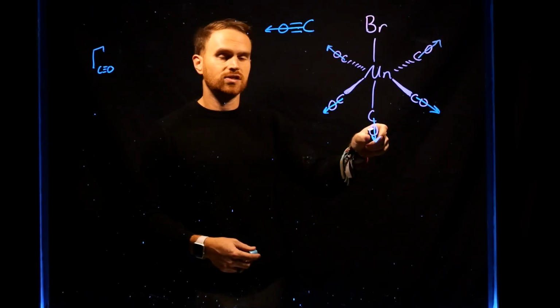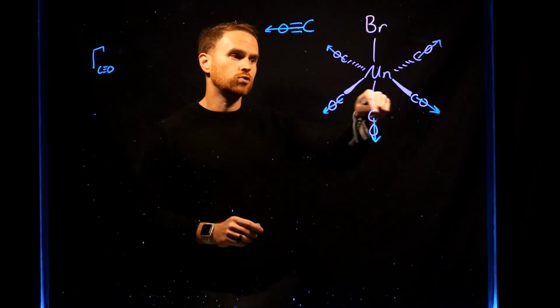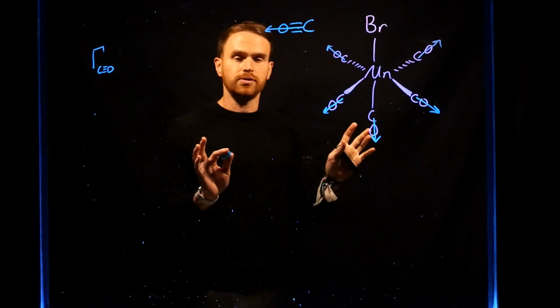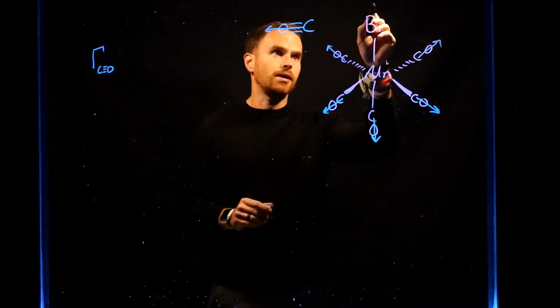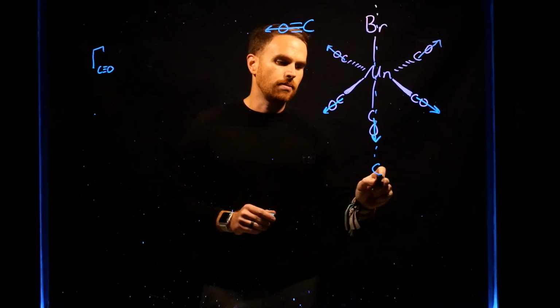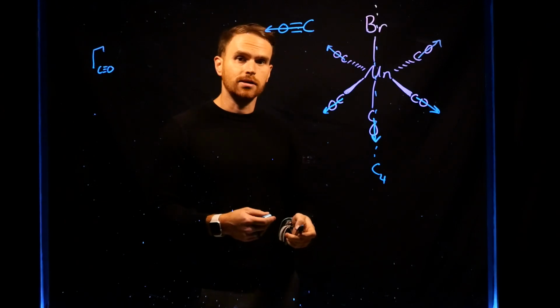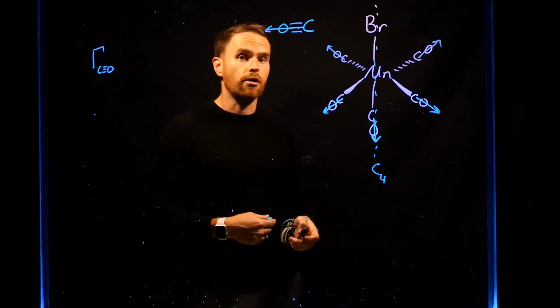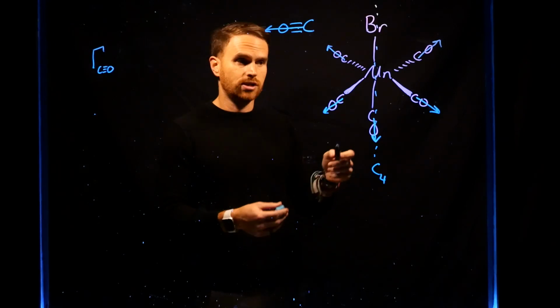The Br and the CO at the top and the bottom would remain in the same place, and these COs would switch into positions that would make the molecule look identical. So I'm going to say that this axis right here is likely to be my principal rotation axis, and it's a C4 axis. The next step in determining point groups would be to see if there are any perpendicular to the principal axis C2 rotations.